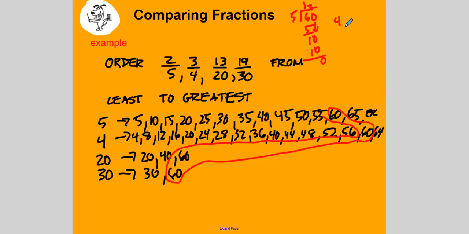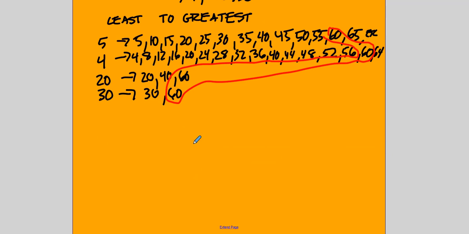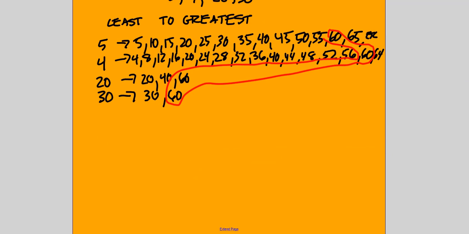4 goes into 60. 4 goes into 6 once. 1 times 4 is 4. Subtract, bring down the 0. 4 goes into 20 5 times. 5 times 4 is 20. That's 0. 20 goes into 60 3 times. And 30 goes into 60 2 times. So if you can do that mentally, go ahead and do it. But I'm just showing you what the process is.